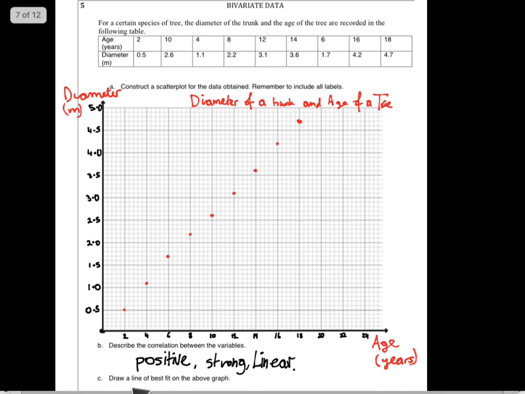And then we have to draw a line of best fit on the graph. So just with a ruler, as best as we possibly can, we line up a straight line that gets as close as possible to each of the points. Yep, and there's your line of best fit.